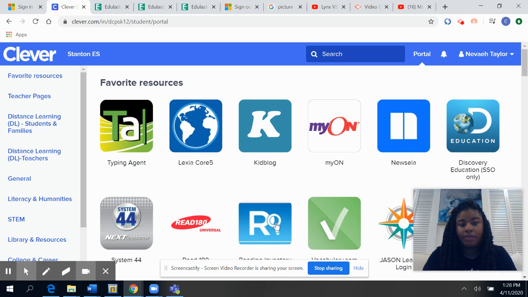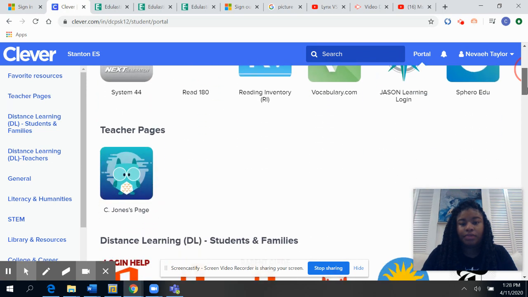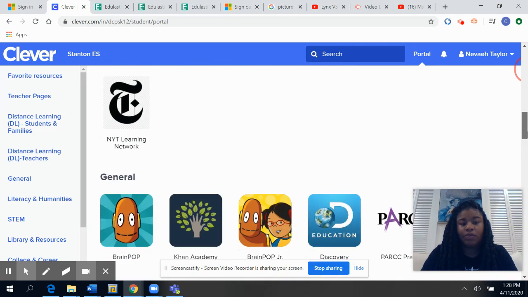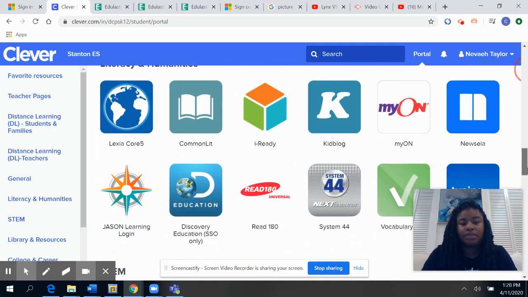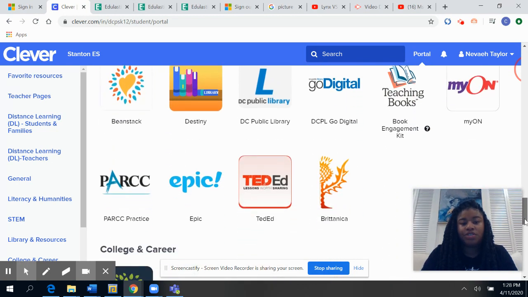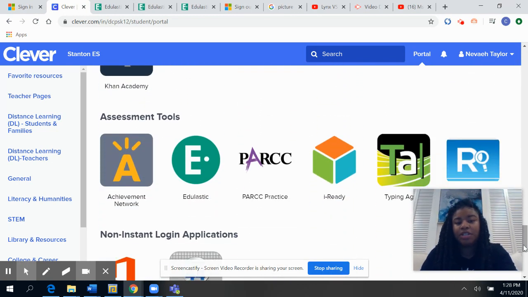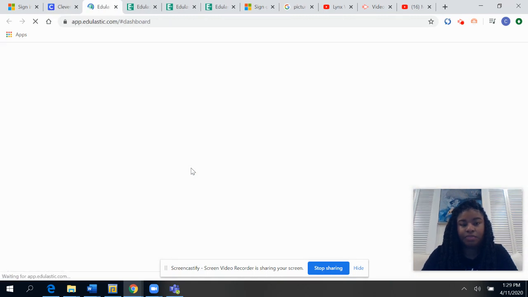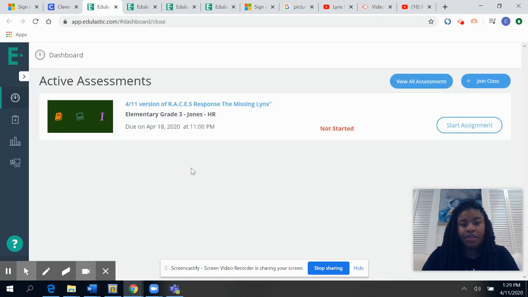All right, so you have all your favorite resources, all your apps right here. We're going to scroll down. Keep scrolling down until you get to where it says assessment tools. Okay, assessment tools, and that's where you have Edulastic. This is something we've already done in class several times when we took the assessments, but this is where you'll see your new assignment for yourself. So you click on Edulastic, and here you will see where you will start your assignment.